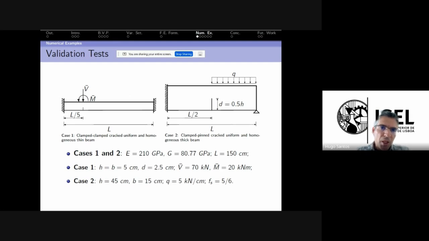Okay, now in terms of some obtained numerical results, in order to validate the formulation, we considered two numerical tests taken from the work by Palmeri and Cicirello. In particular, a clamped cracked thin beam and a clamped pinned thick beam were considered, both with uniform cross sections and a homogeneous material response. The thin beam is subjected to a shear force and a bending moment. Here is the location of the crack, whereas the thick beam was subjected to a distributed load with a crack position at its midspan.